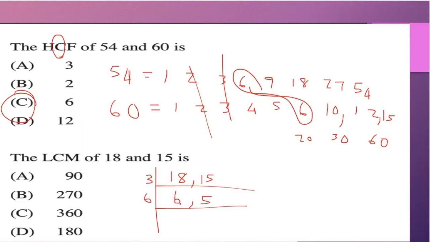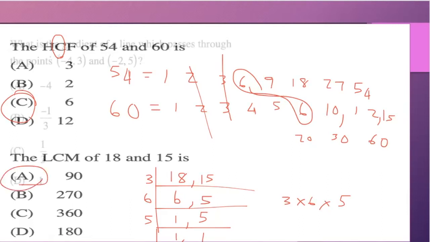Then I can say 6 into 6 goes 1 time. I can't go into 5, so I carry. 5 into 5, because 5 can go into 5 1 time, so I bring this 1. 5 into 5 goes 1 time. And whenever I have both items being 1, it means I am finished. So I multiply 3 times 6 times 5, and that will give me the lowest common multiple. So 3 times 6 is 18, and 18 times 5 is 90. So the answer is A.